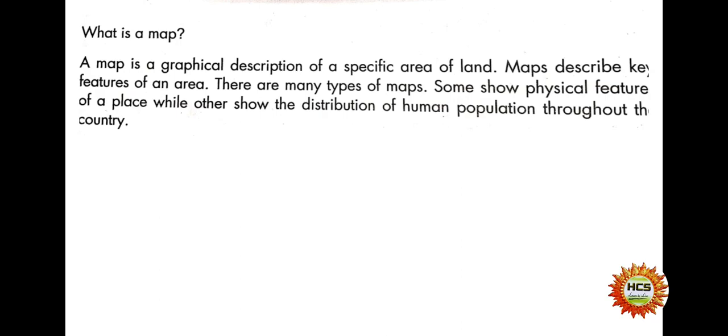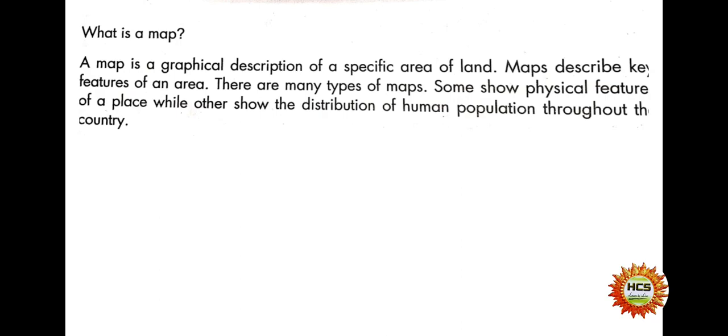Do you know what is a map? Yes, a map is a graphical description. What is a map? A map is a graphical description of specific area of land. Basically, a map is a graphical representation or description of specific area of land. What do maps do? Maps describe the areas. Maps describe the key features of an area.